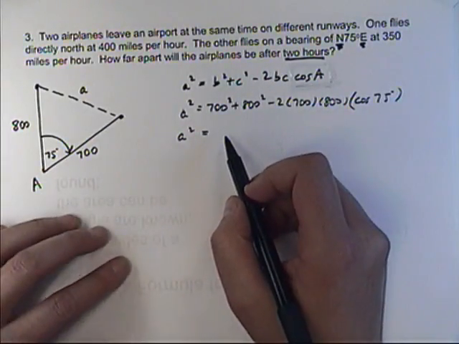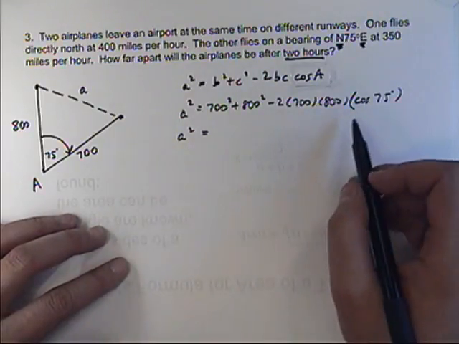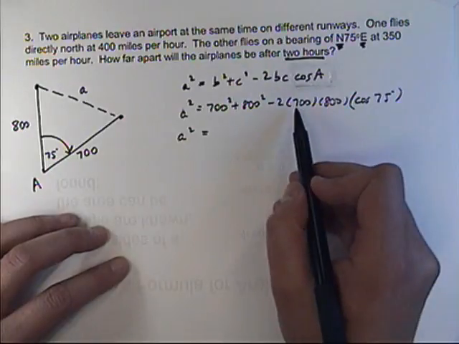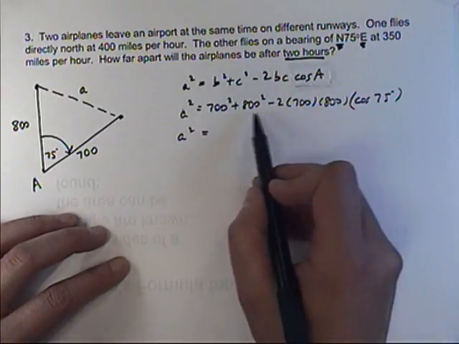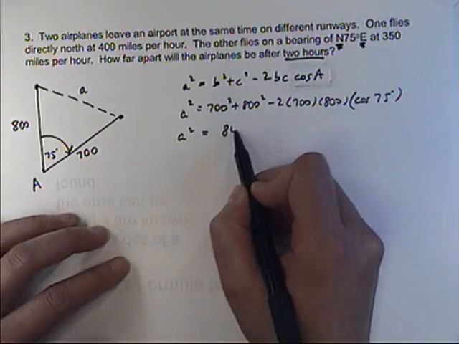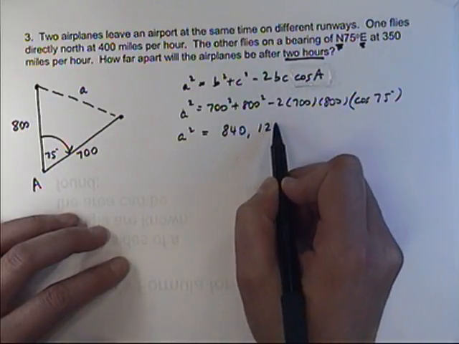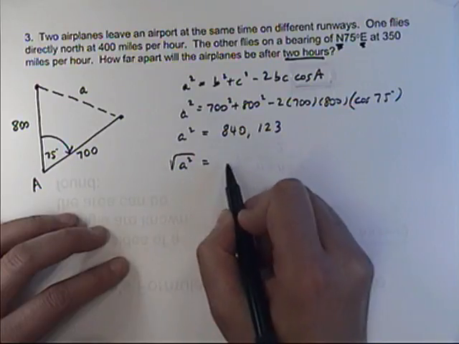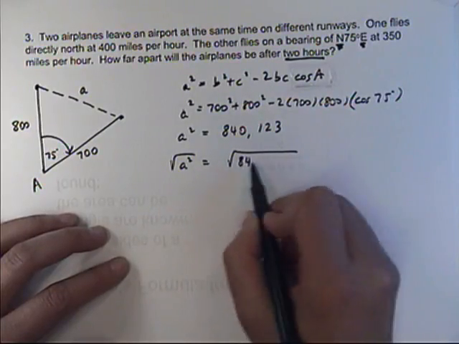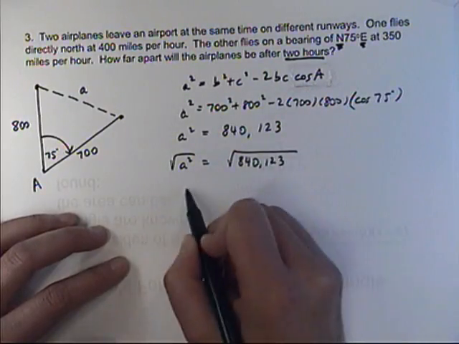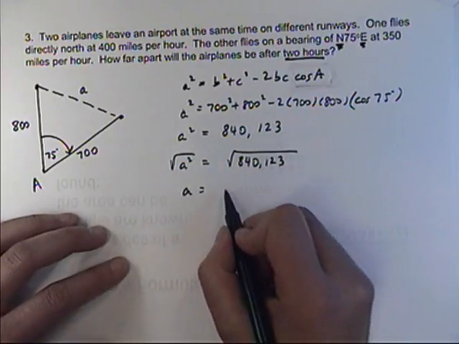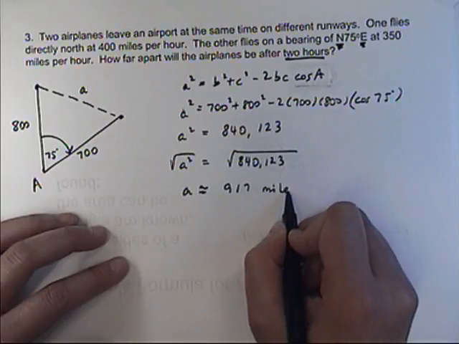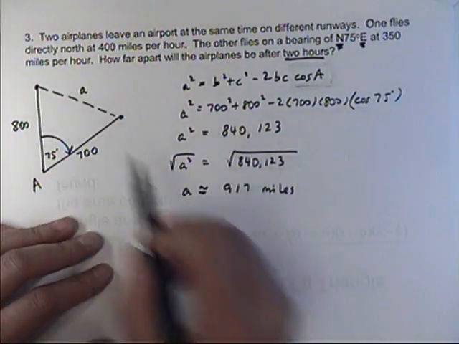a squared equals, if you multiply all this stuff together, so if you take the cosine of 75 degrees, multiply that by 800 by 700 by 2, subtract that from that, you end up with 840,123. And then if you take the square root of both sides, remember this is a distance, so we don't put the plus or minus in front simply because we know that it's going to be a positive number. So we get approximately 917 miles apart is this distance right there.